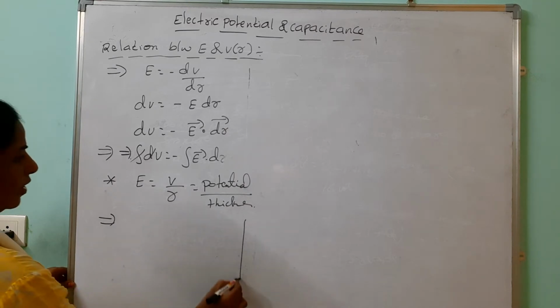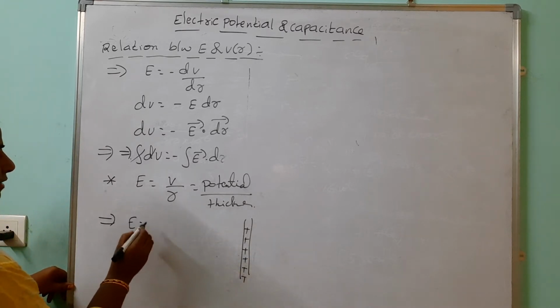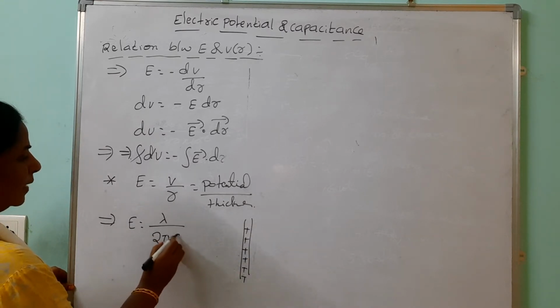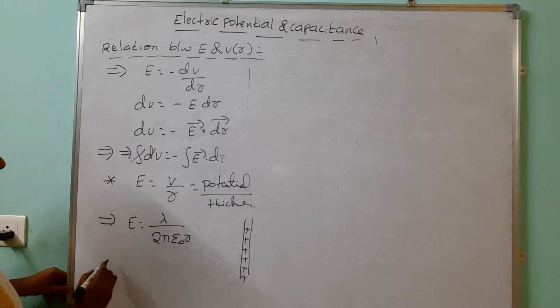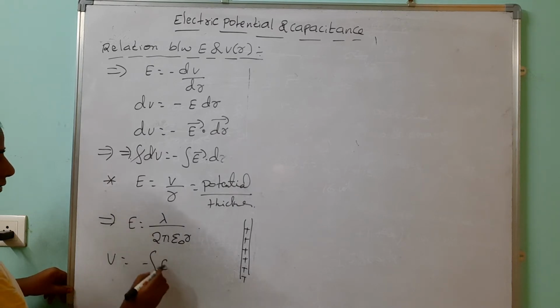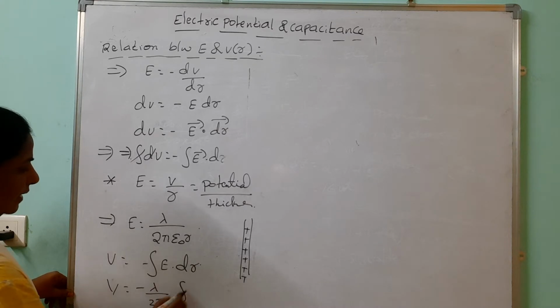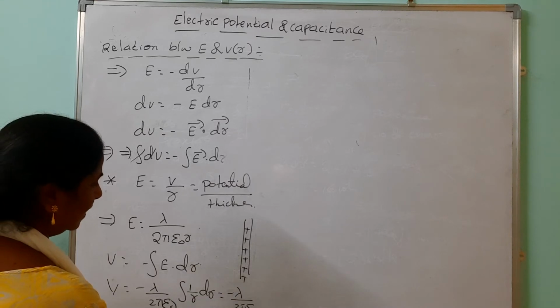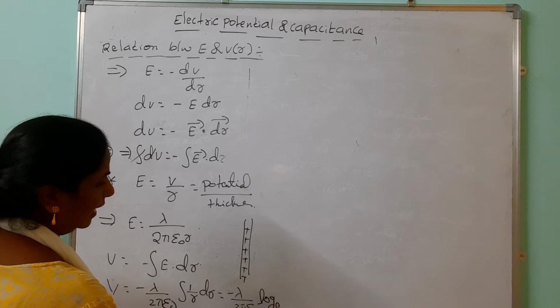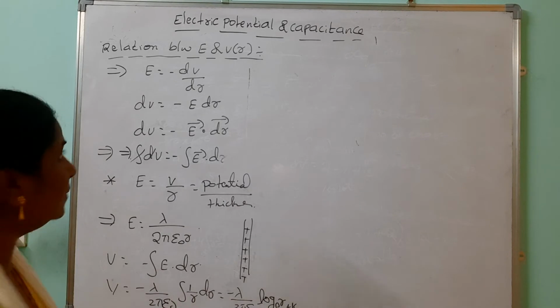Look here. For a long straight conductor, I have given the third part from Electric Charges and Fields. Their intensity, what is the formula? Lambda by 2 pi epsilon naught R. When you know this, how to find out the potential? V equals integration of E dR. So here lambda is constant, minus lambda by 2 pi epsilon naught integration of 1 by R dr. What is the formula for this? Lambda by 2 pi epsilon naught, 1 by R is log R plus constant. So when you know the intensity, we can find out the electric potential also.